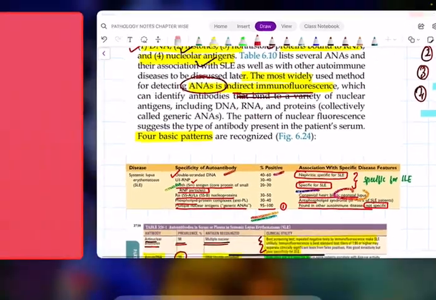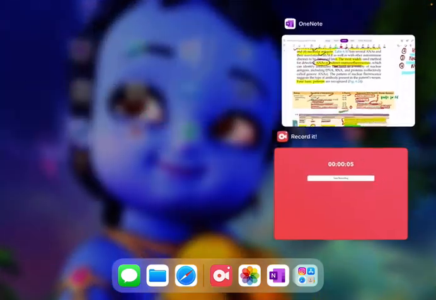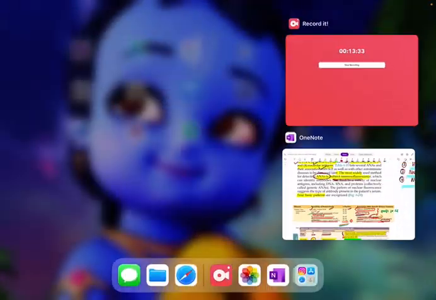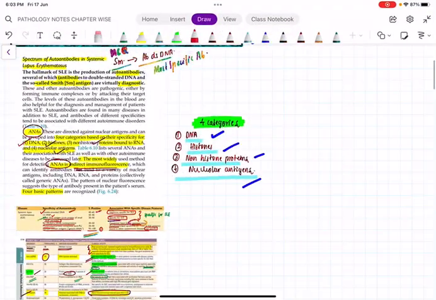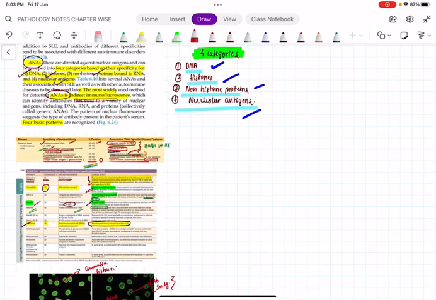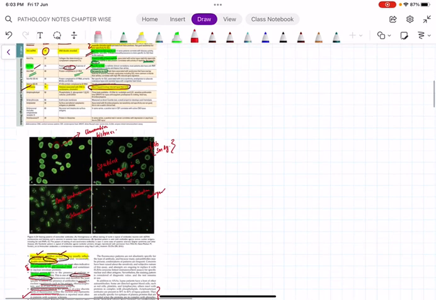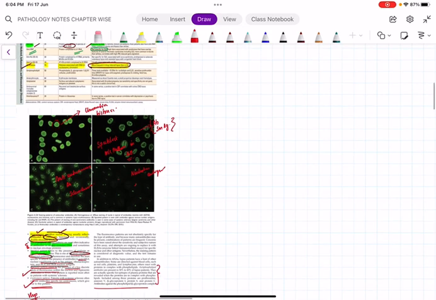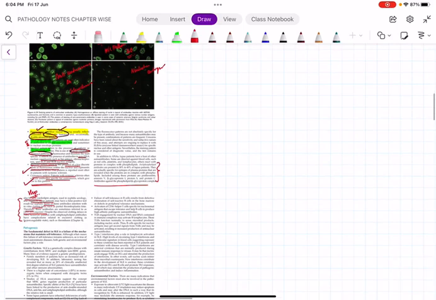So far we have discussed what systemic lupus erythematosus is. Then we discussed the various types of autoantibodies, both from Harrison and Robbins. Then we discussed the 4 to 5 patterns: the speckled pattern, the homogeneous diffuse nuclear staining, rim or peripheral staining, nucleolar pattern, and centromeric pattern. Indirect immunofluorescence is the name of the technique.